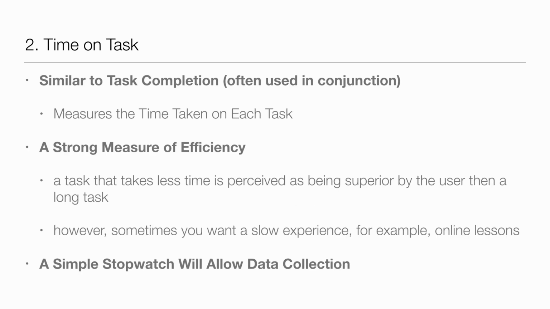Number 2, another simple metric is just how long it took. Really similar to task completion, just measuring how long each task takes. When you do usability evaluation, you would do this at the same time as task completion because all you need is a stopwatch. Click it, start, and stop. So, if we get tasks completed faster, users will perceive the website as being superior.